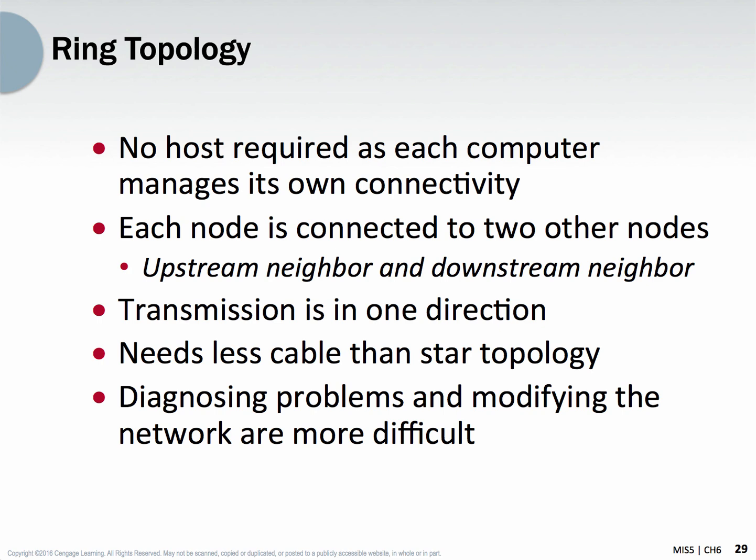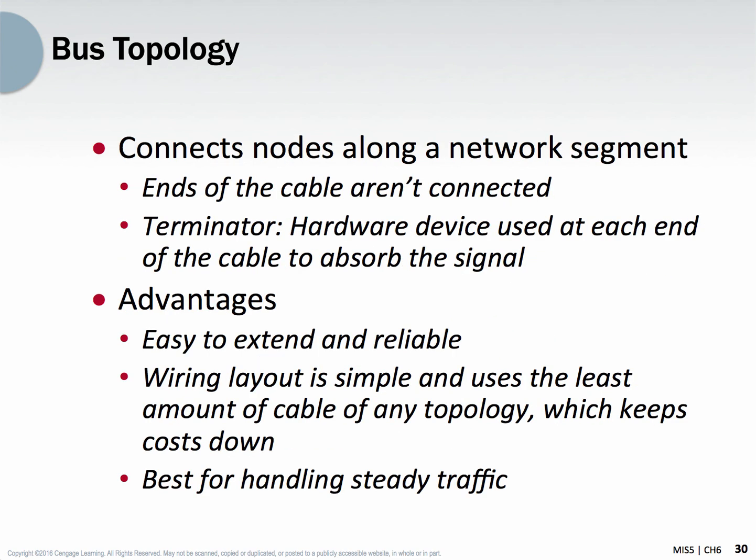Now, after that, we have what's called a bus topology. And this is where nodes are connected along a network segment. So the ends of the cables are not connected, unlike in the ring. In a ring, each computer is going to connect to another computer until it creates a circle, so it's a closed network. In this bus topology, that's not the case. We can just connect computers down the end of the line. And then at the end, we can just hook up a device that's called a terminator. And that means, hey, it'll catch the rest of the signal.